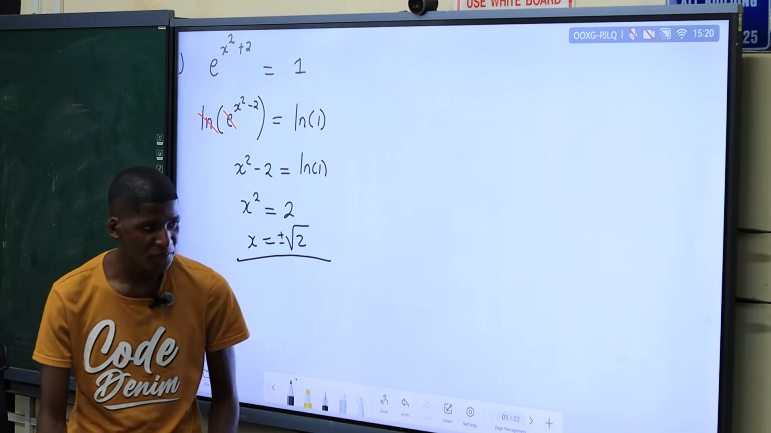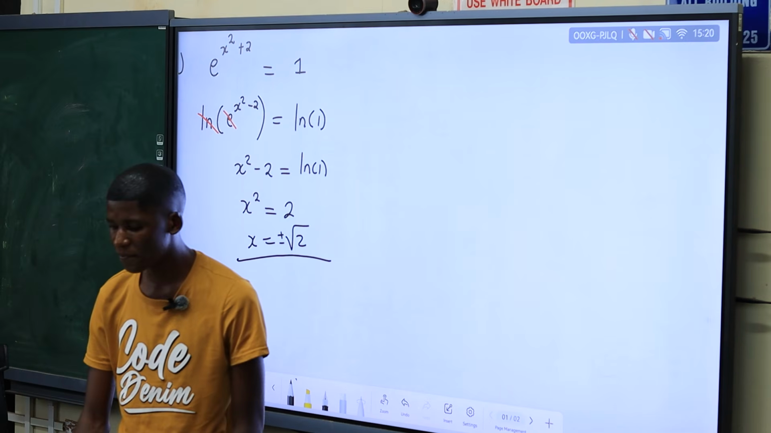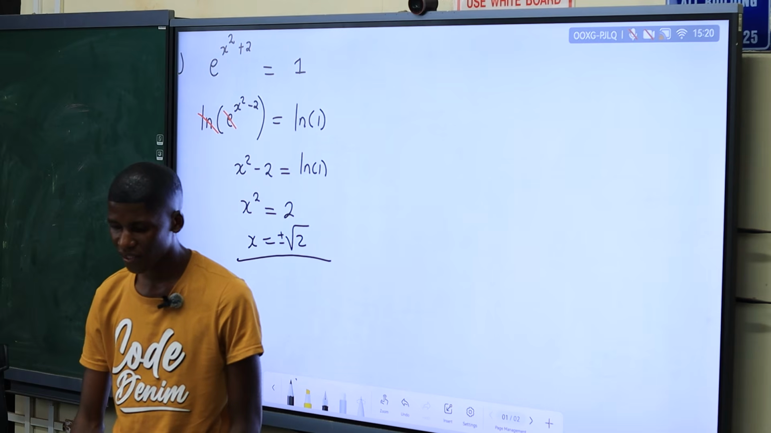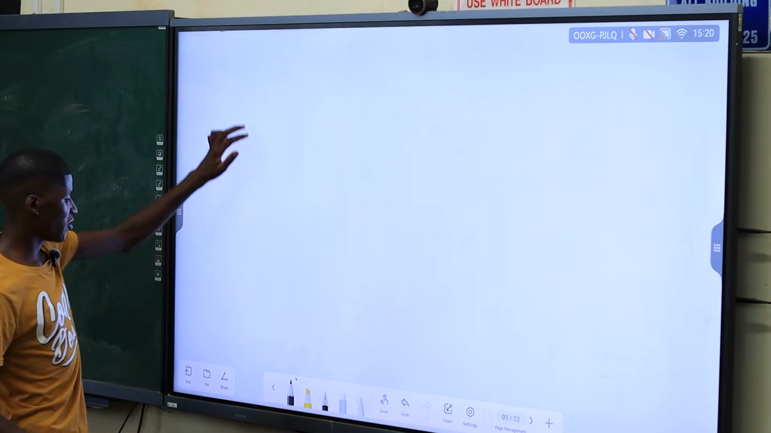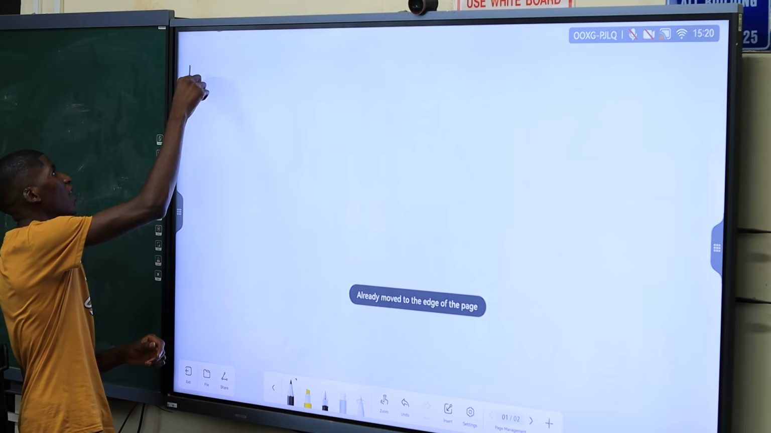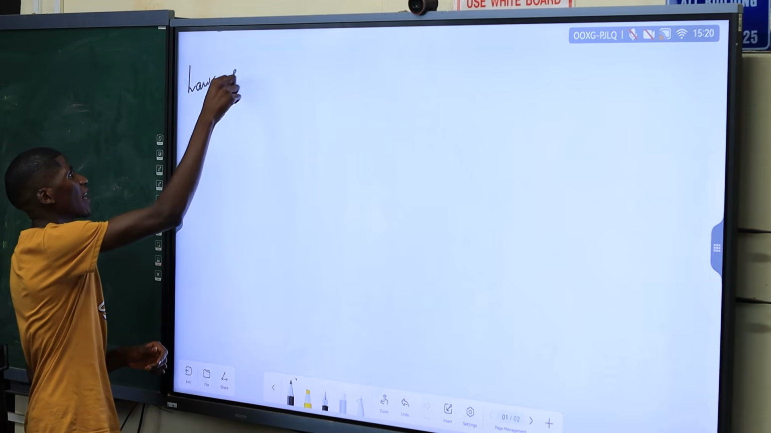Do we know the laws of logarithms? If we don't know them, you should know them now. The laws of all logarithms.